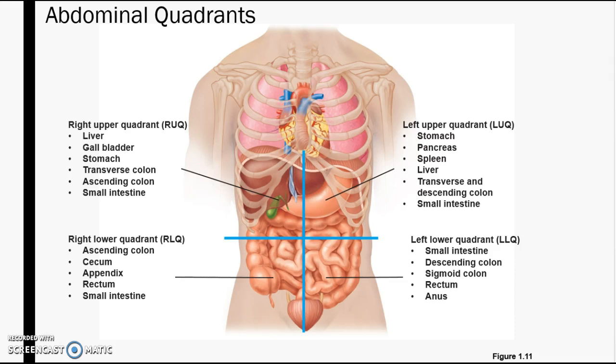And so these quadrants are really used to divide the abdominal area so that we can point out direction and make medical records and so forth. So doctors use these really to describe orientation and location of organs in the abdominal pelvic cavity.